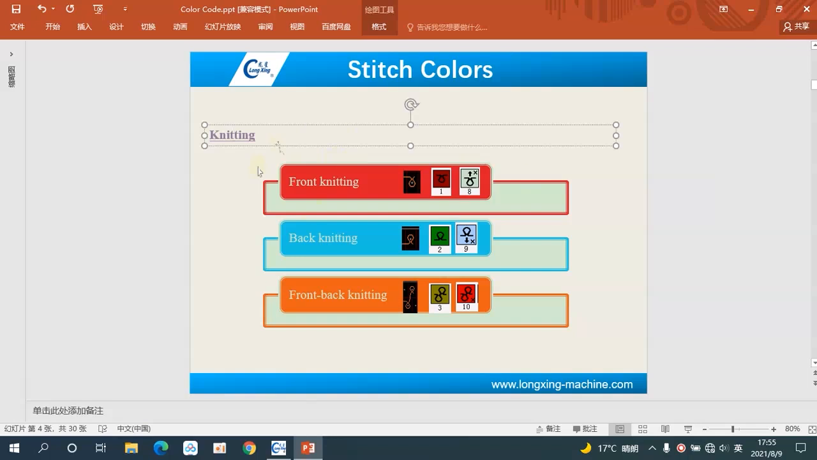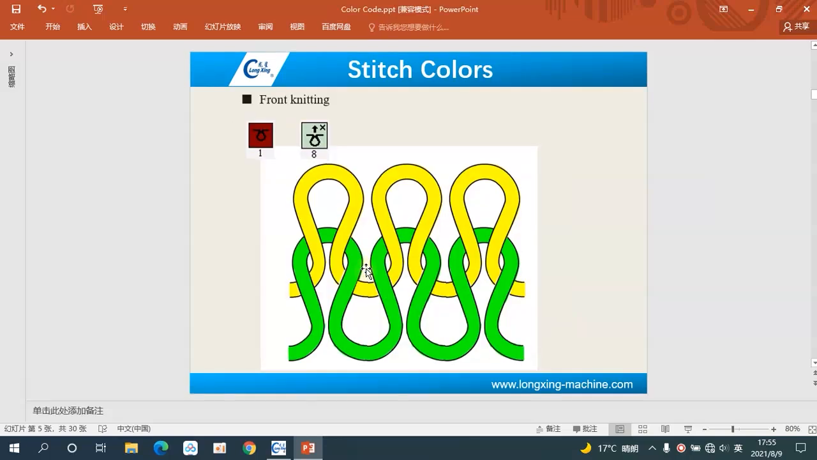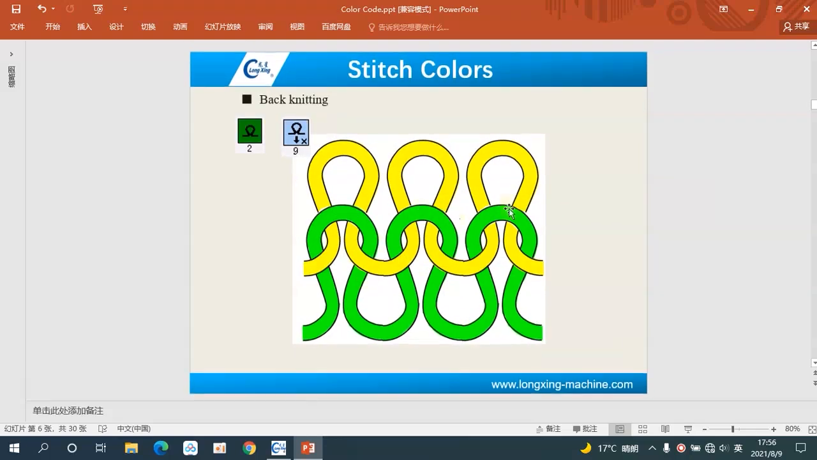Front knitting includes color 1 and 8. Back knitting includes color 2 and 9. Front back knitting includes color 3 and 10. You can see this is the loop state in front knitting. The leg is on the arc. This is the loop state in back knitting. The arc is on the leg.